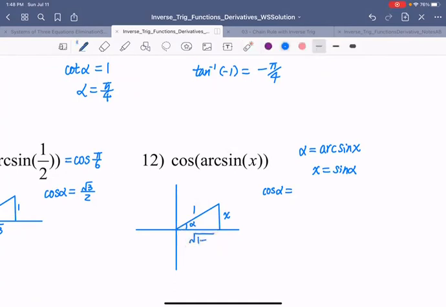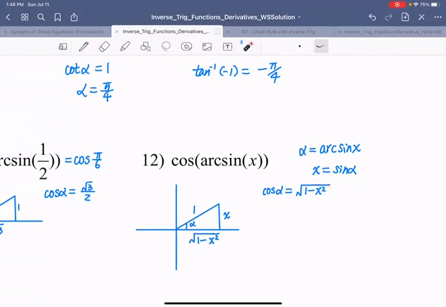Okay. 90 degrees. This is x. This is square root of 1 minus x squared. This guy squared plus this guy squared equals 1. So this piece is this. Now cosine alpha is adjacent over hypotenuse. Hypotenuse is 1. Adjacent is this. That's it. Make sense? Yes.